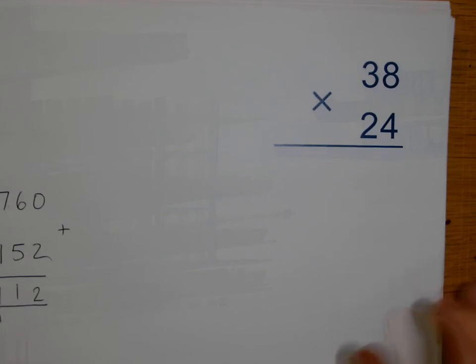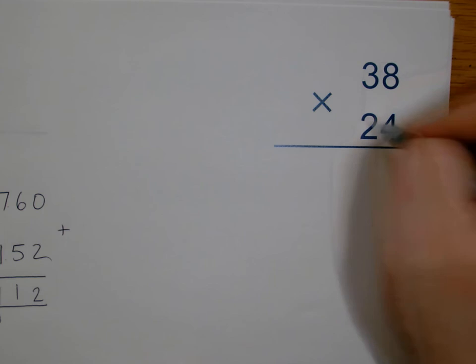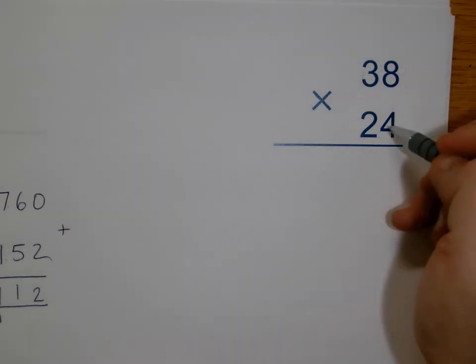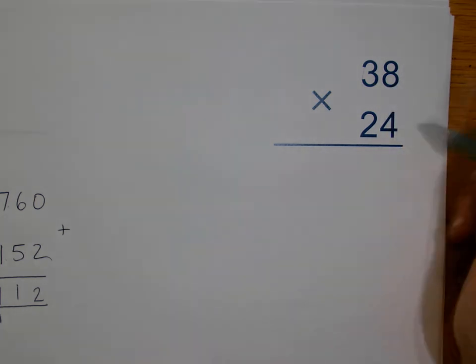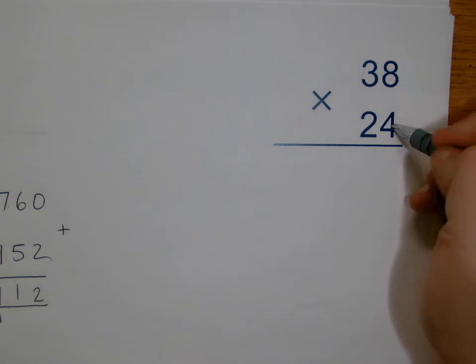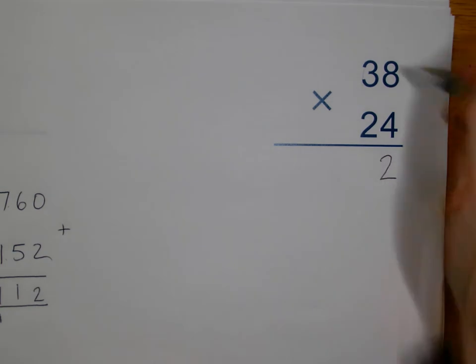Now the standard method, we focus on lining them up in a column. The first thing we're going to do is focus on the 4 here, the unit. So we're going to times everything on the top by the 4. We start on the right and do 8 times 4. Well, 8 times 4 is 32. So 32 means I write 2 here, the unit, and I carry the 3.